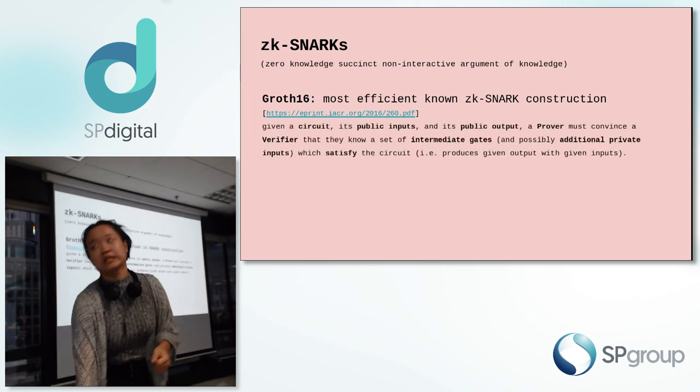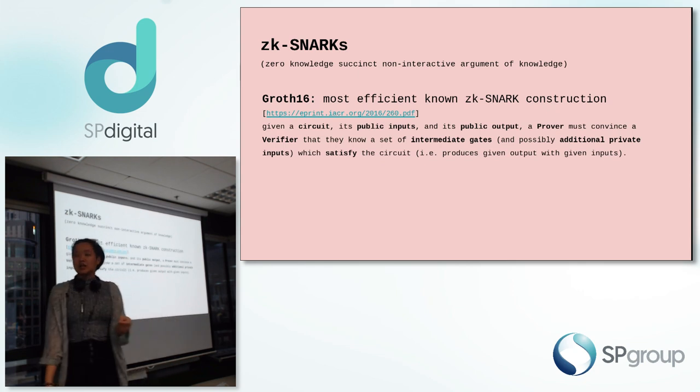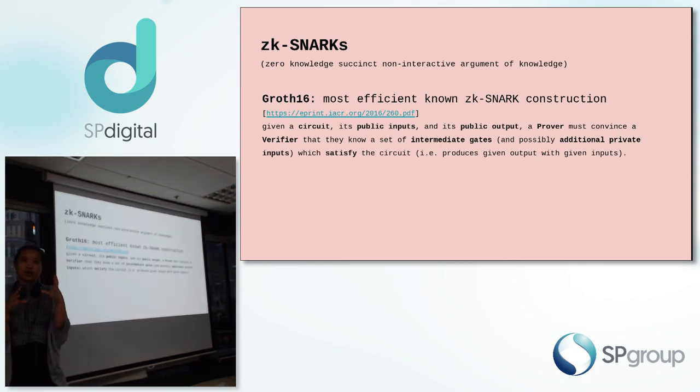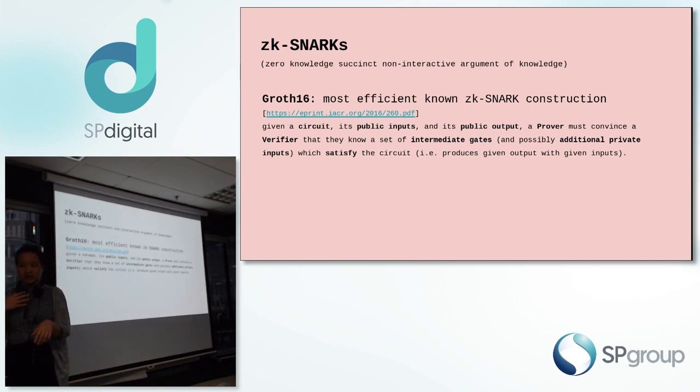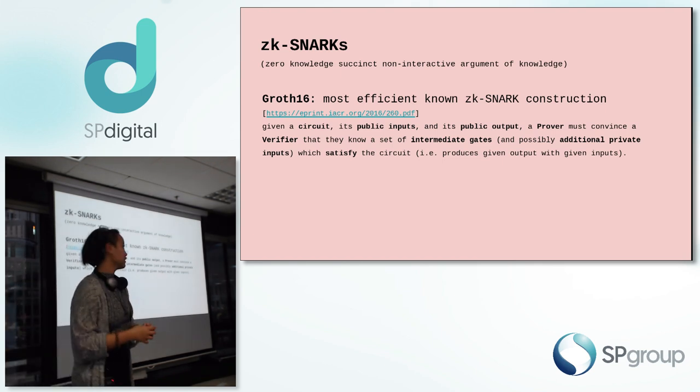What do you mean by constant size proof? The constant size proof means that no matter how large your program is, you only need a constant size piece of information to prove that it was performed correctly. We'll get more concrete later on, but in this case, for Groth 16, a proof consists of three group elements, and that's never going to change, no matter the size of your program.